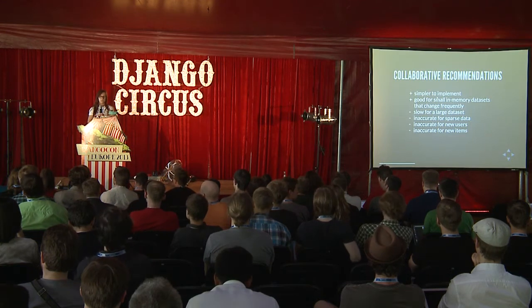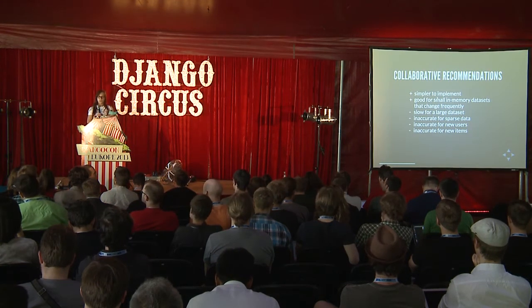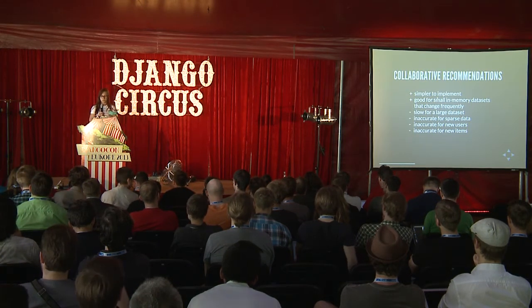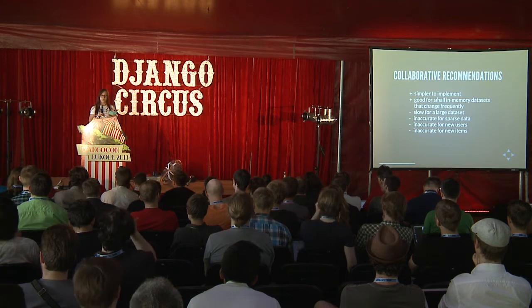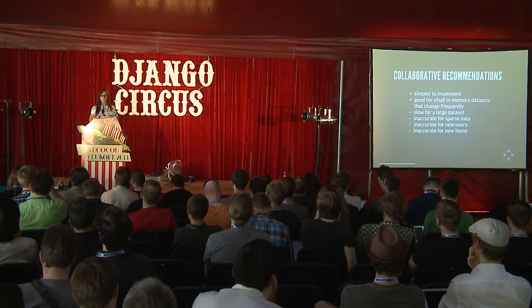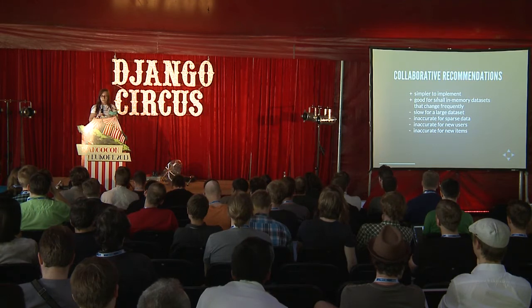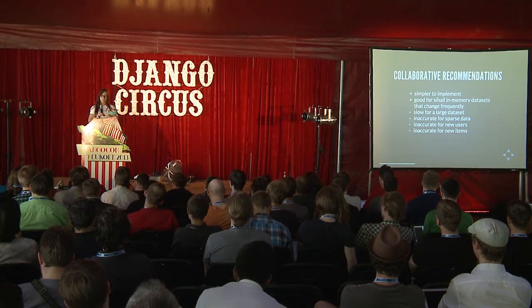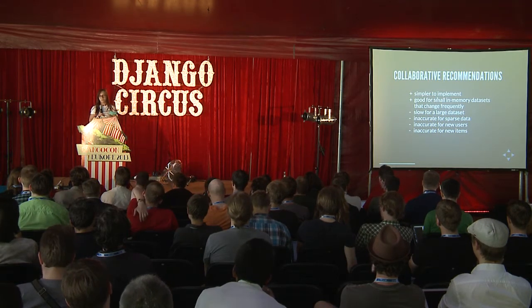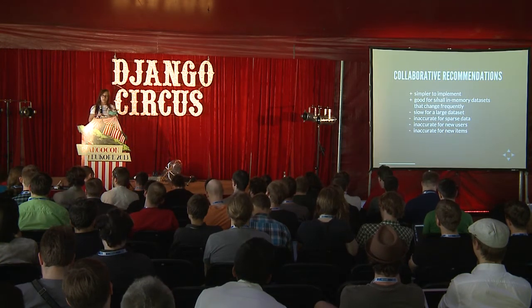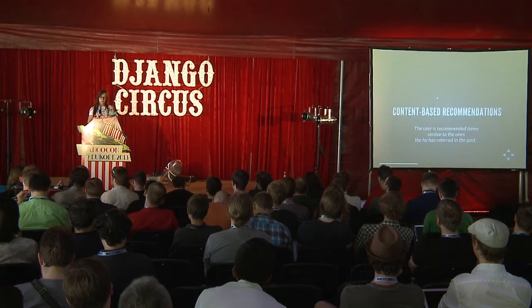It's good for small data sets, so if you have less than a few thousand products, you would probably want to use collaborative recommendations. It tends to be slow for big data sets, and it tends to be really inaccurate for sparse data. It also has a cold start for new users and new items, but this is probably common to all recommendation systems. And it's also simpler to implement, and you will see it afterwards.